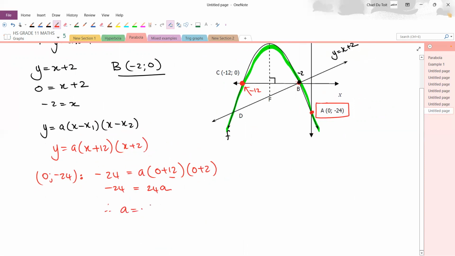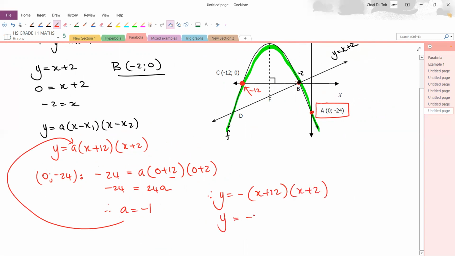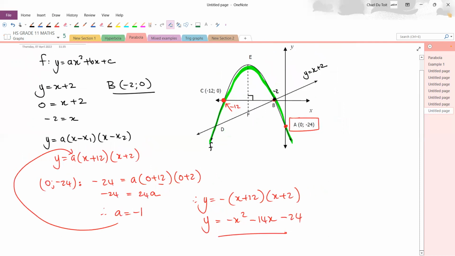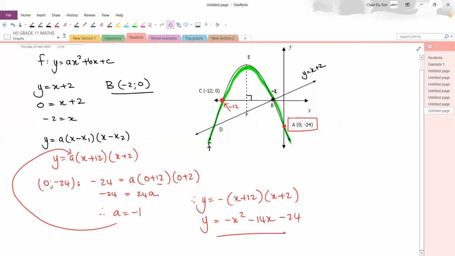Therefore, a equals -1, and then I'm going to slot that back in. Therefore, y equals -1 times (x plus 12)(x plus 2), and that is minus x squared. 12 plus 2 is 14, so that becomes minus 14x, and 24 with a negative is -24. There's the equation. Please write that down. I'm going to write it here at the bottom: y equals minus x squared minus 14x minus 24. Those are the two equations.